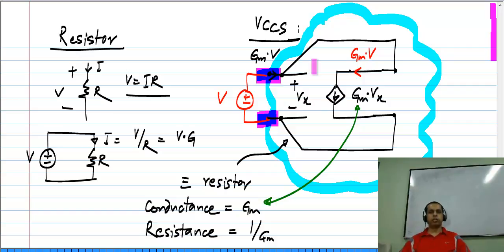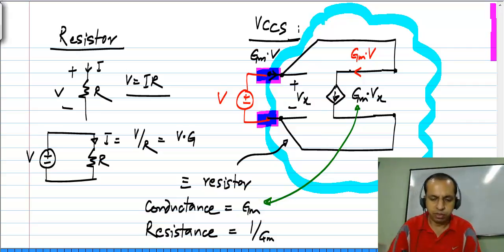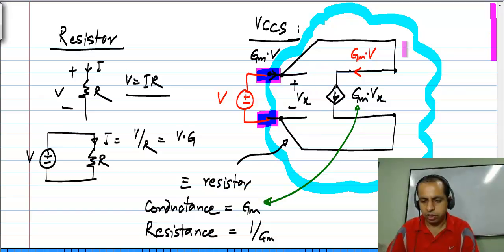If you look at a voltage controlled current source, the controlling voltage and the control current are at two different pairs of terminals, but we can always connect them together to form a resistor. So this is something useful to remember, that a voltage controlled current source connected back on itself behaves like a resistor, and you can find the resistance value.